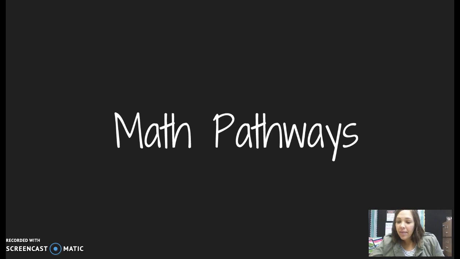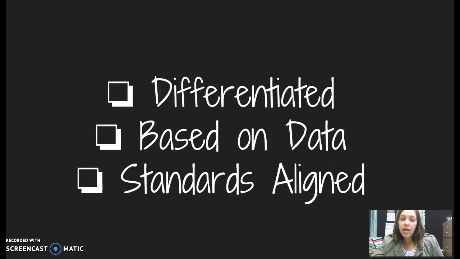I'm going to talk to you today about math pathways and how we use pathways within our classrooms. Pathways are what we chose to go to. We switched from the station rotation model to the math pathway within our classrooms, and we did that because pathways are differentiated based on data and aligned to standards.